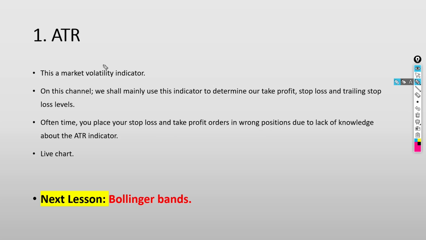So the average true range, or the ATR, is a market volatility indicator, and on this channel we shall mainly use this indicator to determine our take profits, our stop loss, and our trading stop loss levels. Oftentimes you place your stop loss and take profit orders in wrong positions due to lack of knowledge about the ATR indicator. Right. So we are going to jump onto a live chart, and then we shall be looking at the ATR indicator practically.